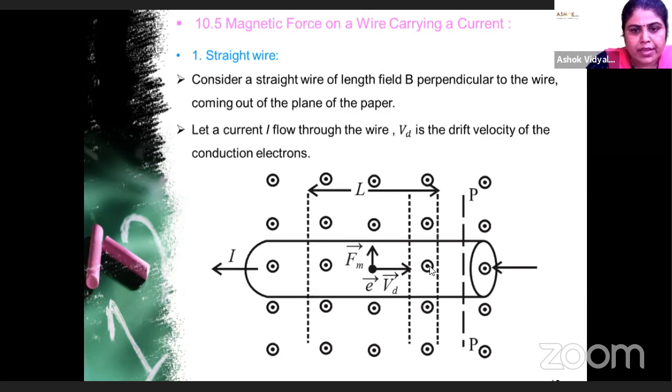The magnetic field B bar is perpendicular to this wire, coming out of the plane of the paper. Let a current I flow through the wire, and Vd is the drift velocity of the conduction electrons. This is the magnetic force acting on that conducting wire.